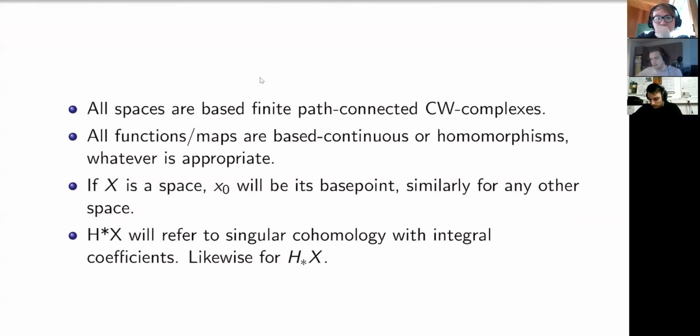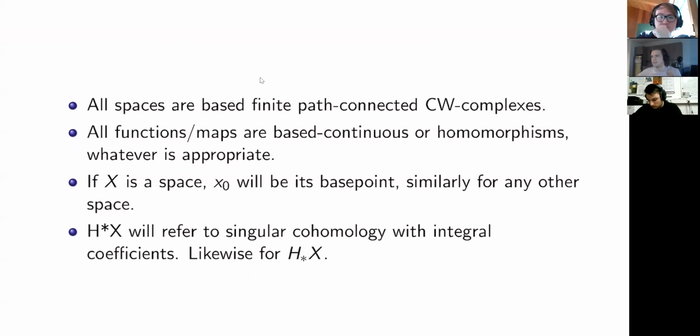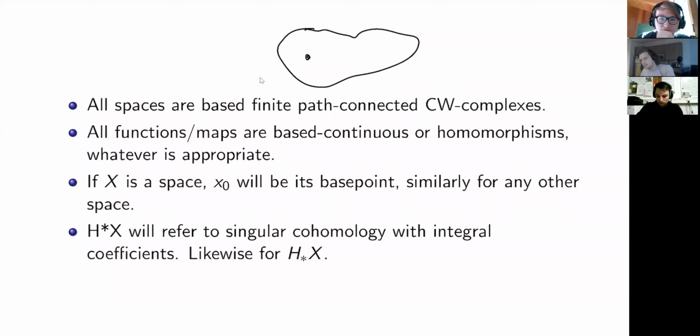Okay, just some conventions. All spaces are going to be finite path-connected CW complexes, unless that's obviously not true. I don't think I'm taking any disjoint unions or anything in this talk, so I think this assumption is fine. By based, I just mean that spaces have a base point. So if this is my space, I just have some base point. All functions between topological spaces will be continuous. All continuous functions will respect the base point, which just means f of the base point is the base point in the other space.